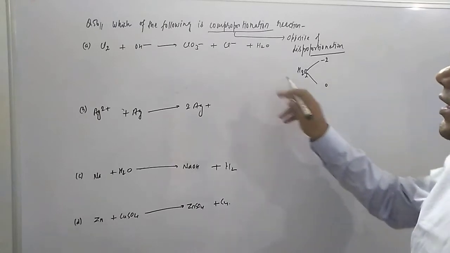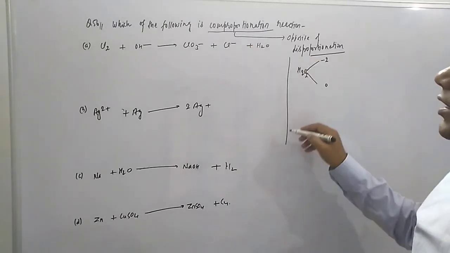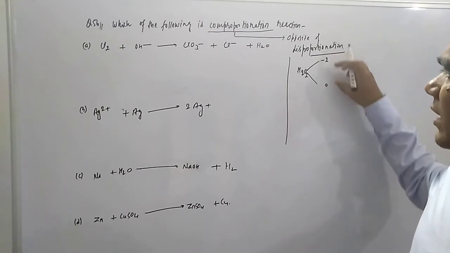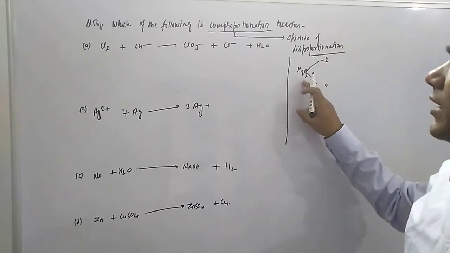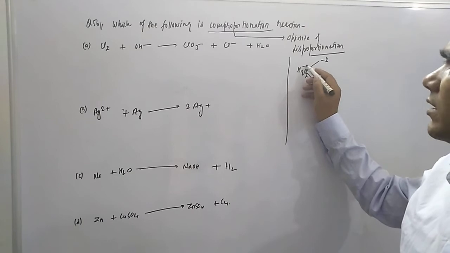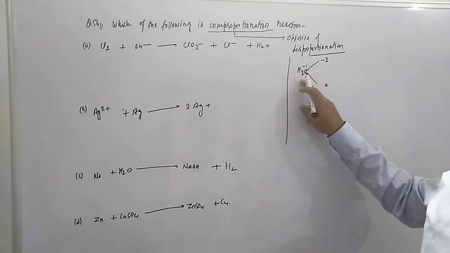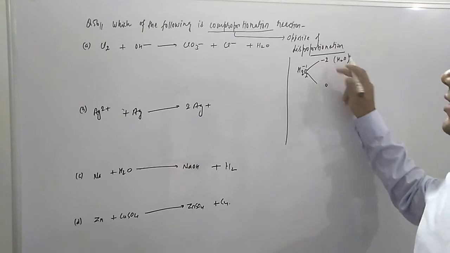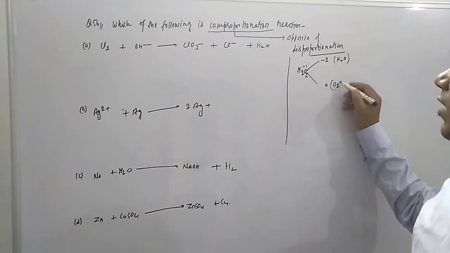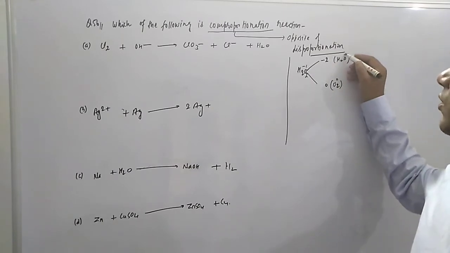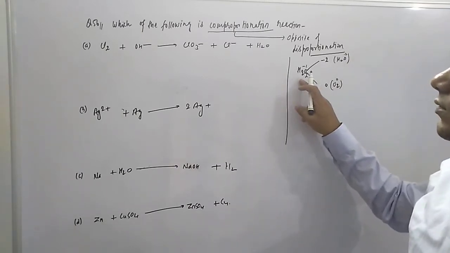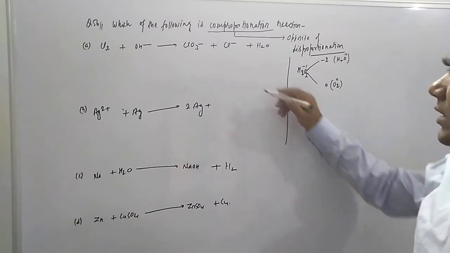What is happening in the comproportionation reaction? In a comproportionation reaction, the same element having two different oxidation numbers combines to give the same oxidation number. Like that, H2O2 decomposes into water, so it is giving -2, and it also decomposes into oxygen, so it is giving 0. So these two are combining to give this. I am explaining it here.